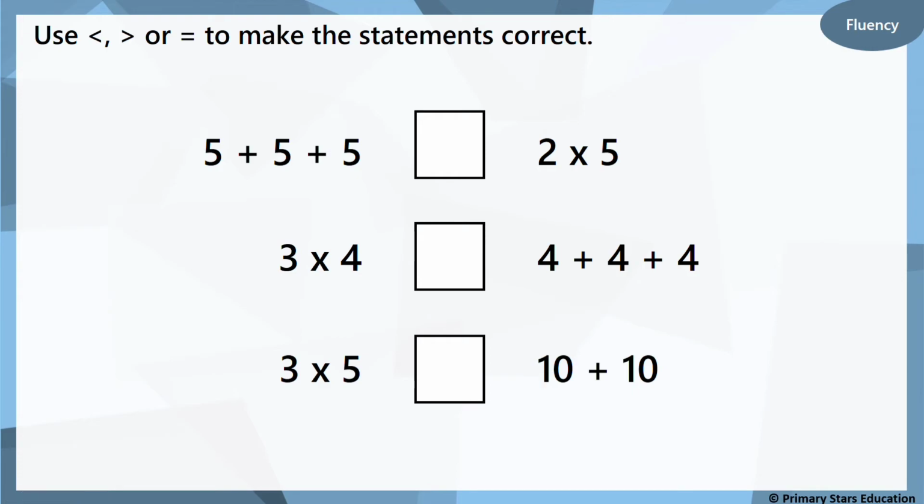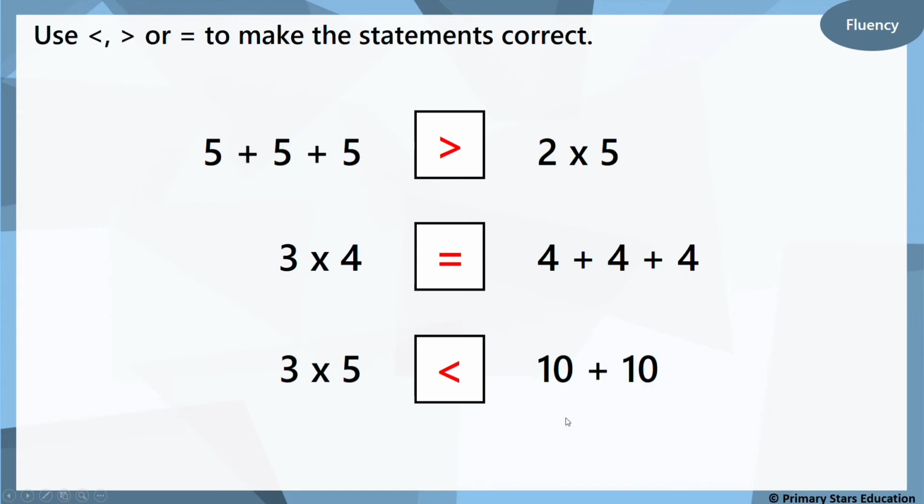And I'm just going to let you know all 3 of them now. You ready? 1, 2, 3. Nice and simple. Say it with me. We'll start from the top, shall we? 5 add 5 add 5 is greater than 2 times 5. 3 times 4 is equal to 4 add 4 add 4. 3 times 5 is less than 10 add 10.